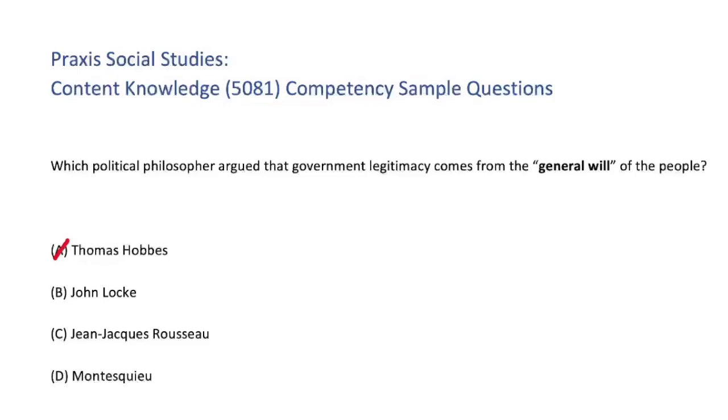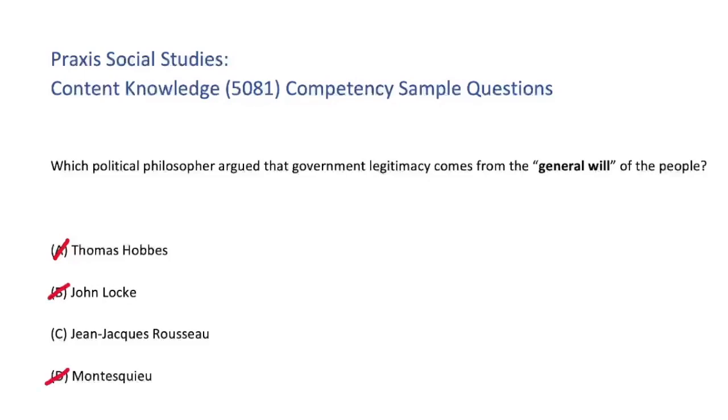Choice A, Thomas Hobbes, would not be correct. Hobbes argued for absolute monarchy because he thought people needed order above all. Next, we can eliminate choice B. John Locke emphasized natural rights, like life, liberty, and property. We can also eliminate option D, Montesquieu.